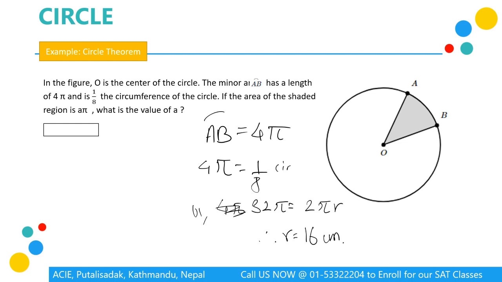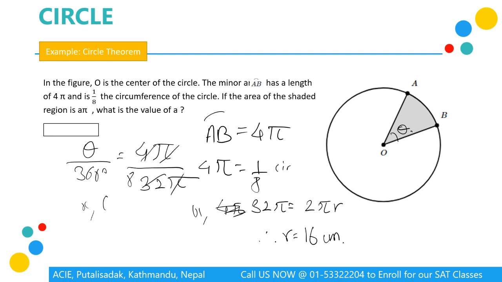Now since you already know the value of r, we now need the value of theta. To find the value of theta, we already know theta by 360 degrees is equal to 4 pi by the circumference that we were given, which is 32 pi. By using this, we can find out the value, or theta is equal to 360 degrees.